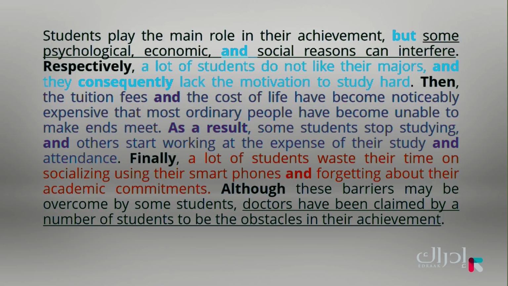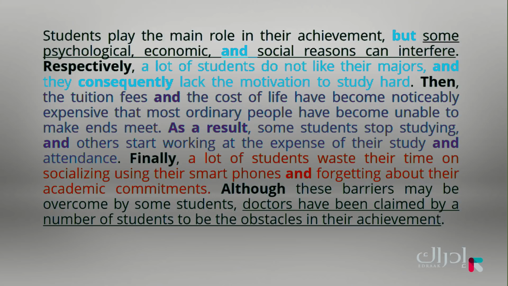Next, we have the signal word "then," which also shows sequence. And after it, the second reason, which is the economic one, is explained. It is shown to you in purple. Then the signal word "finally" shows the last reason in the sequence, the social reason. It is shown to you in dark red.